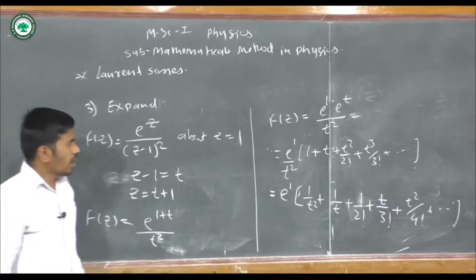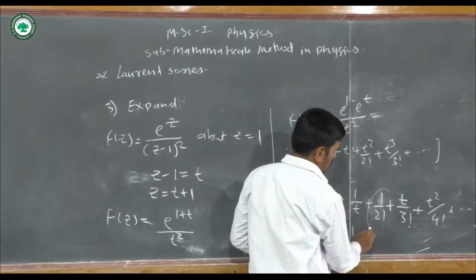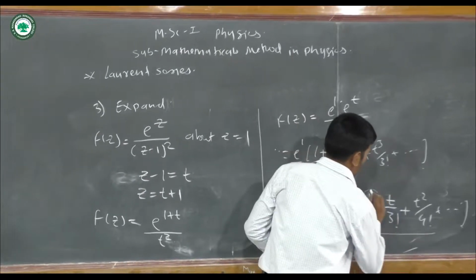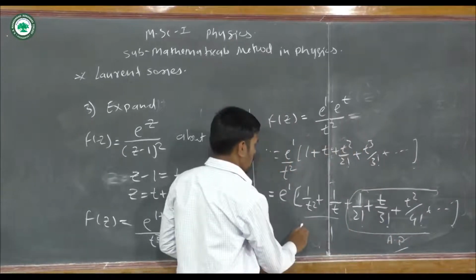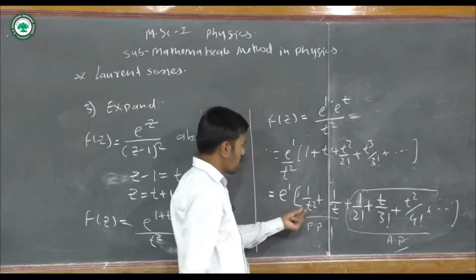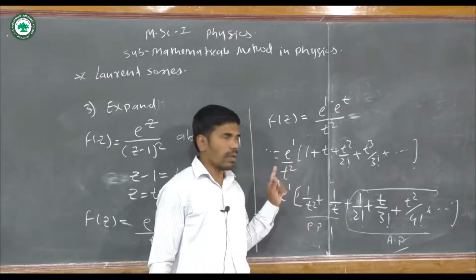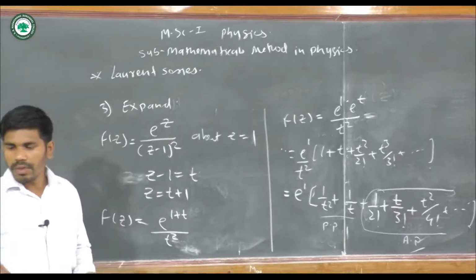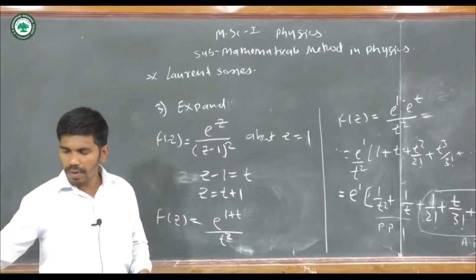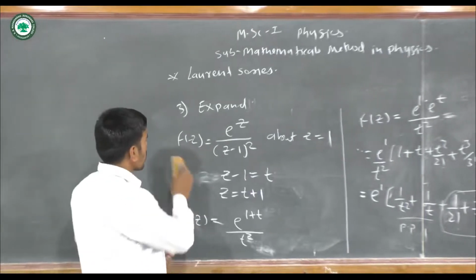Here also we have the analytic part and this is the principal part. The order of this singularity is 2. We will discuss more about this singularity. One more example I am taking, then we can stop.